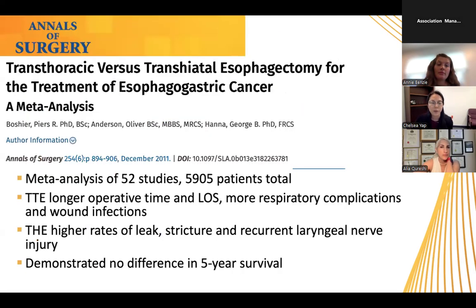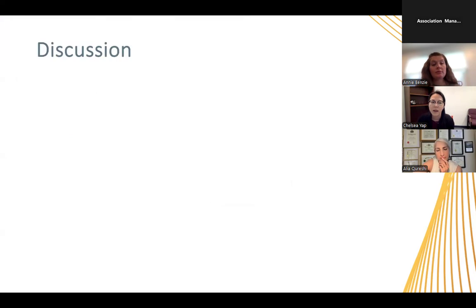And then this was another meta-analysis of 52 different studies that were all comparing and contrasting transhiatal esophagectomy versus transthoracic, looking at almost 6,000 patients total. Their findings were the transthoracic had longer operative times and length of stay, more respiratory complications, and wound infections. However, the transhiatal esophagectomies had higher leak rates in this specific analysis, stricture, and of course recurrent laryngeal nerve injury because of work in the neck. There was, again, no difference in the 5-year survival. With both of these studies, they did not have it broken down into minimally invasive versus open.